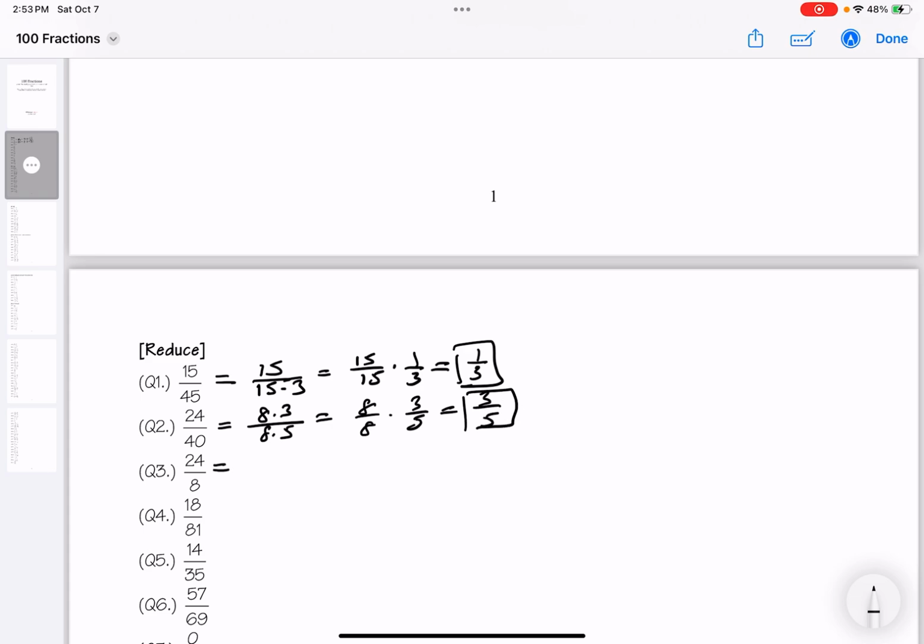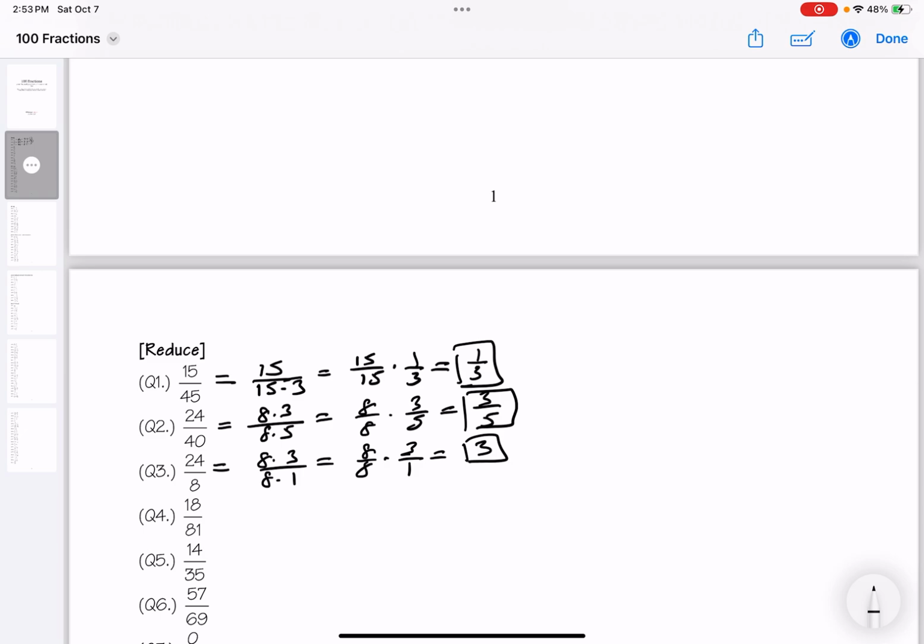And again, if I'm looking at it, I would probably say 8 times 3, and the bottom, I'd say 8 times 1. What does it give me? 8 over 8 and 3 over 1. 8 over 8 is 1, and 1 times 3 over 1 is going to be 3 over 1, and 3 divided by 1 is just 3.